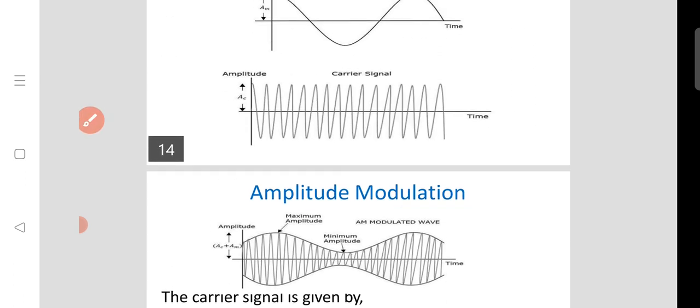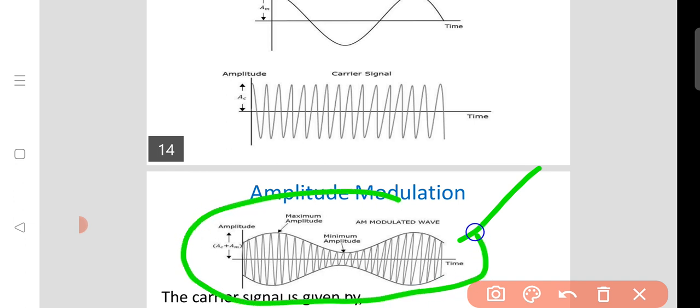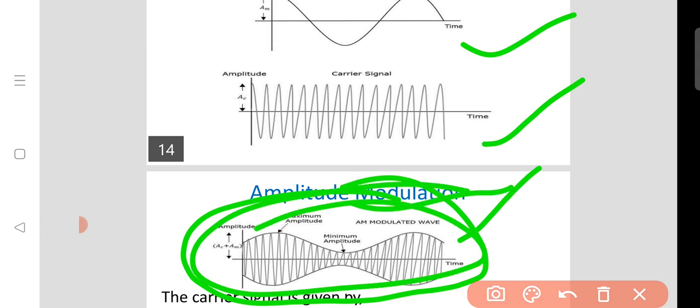Now this is the modulated signal. What does modulated signal mean? A modulated signal is the output of the modulator. It means the AM modulated wave. This is the AM modulated wave. This is the message signal. This is the carrier signal, and this one is the modulated wave or AM wave.